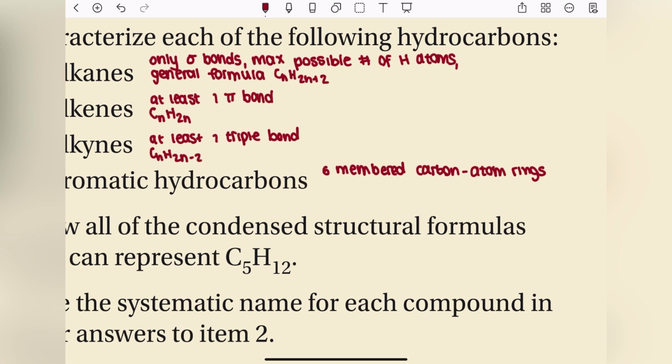Another important feature of aromatic hydrocarbons is delocalization of electrons. That's when the p orbitals of each individual carbon atom merge.